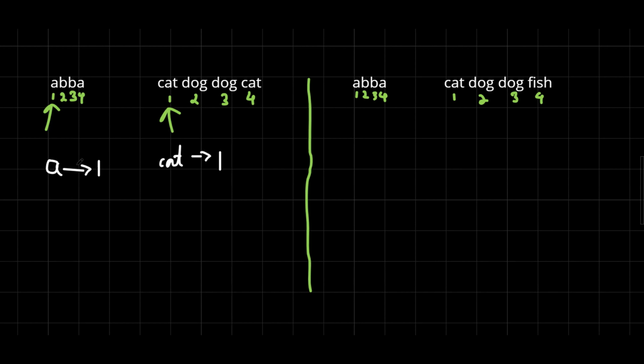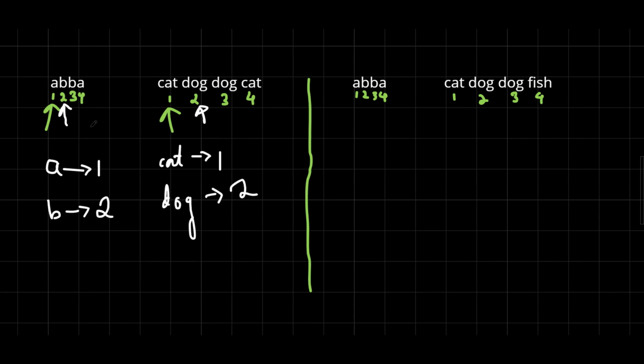Now, for this element b and for this element cat, we have to see whether these two elements have an entry in the map or not. As they do not have any entries, we have to add the value of b, which is 2, and the value of cat, which is 2. It is the key-value pair of the map.